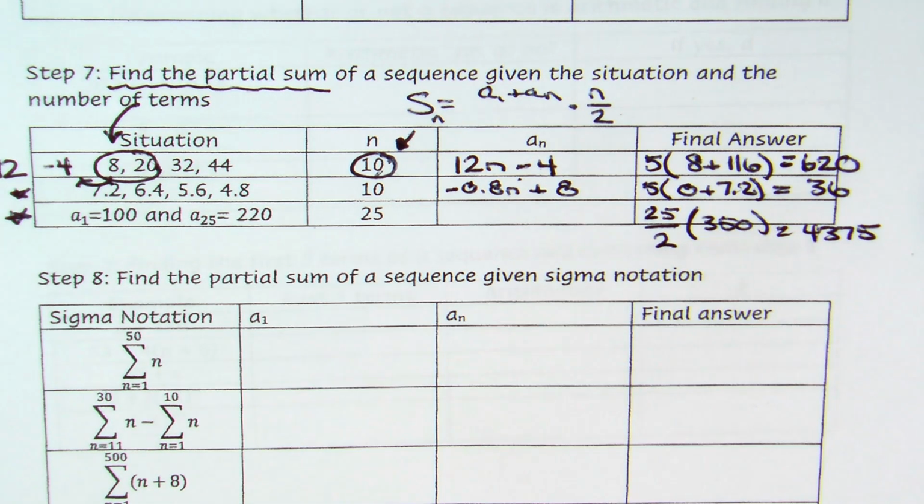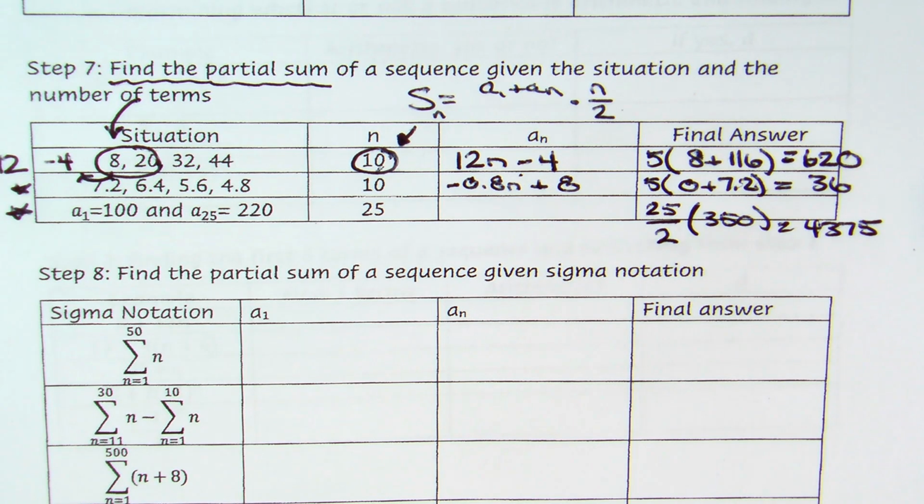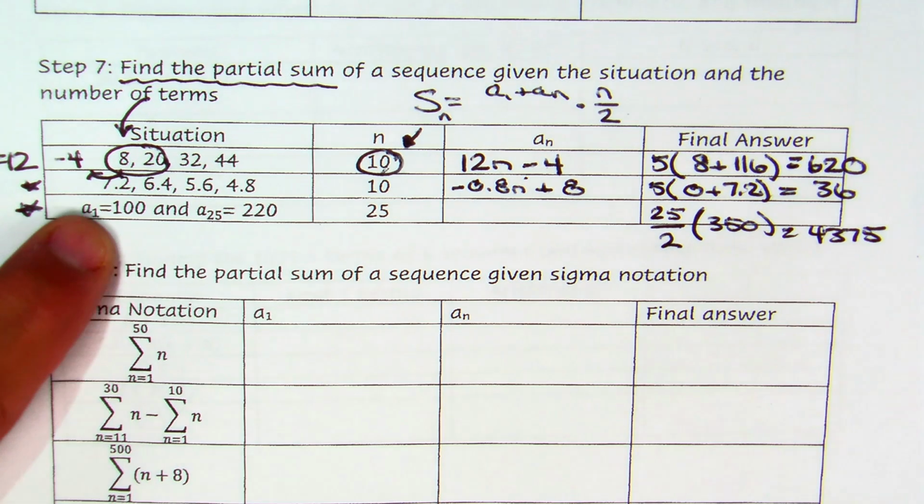How'd we do? Make sense? Where the numbers came from? Any part of that troubling you? The a to the 1 is 100?